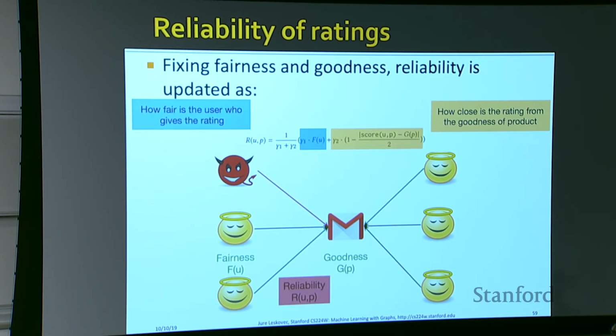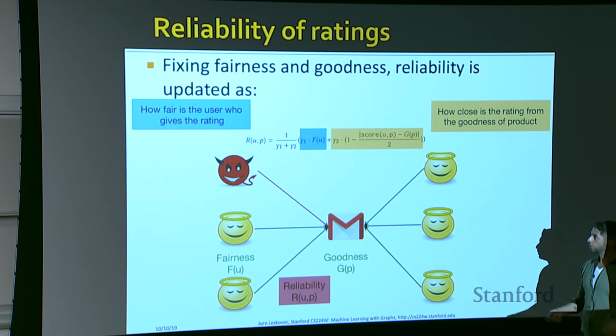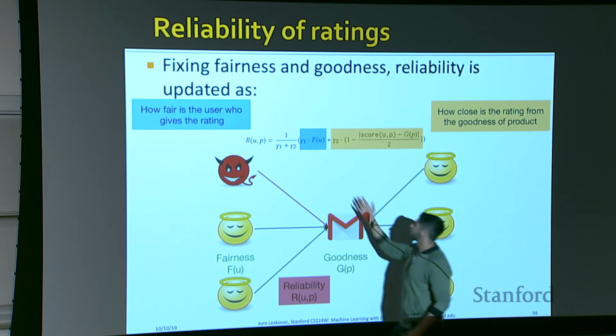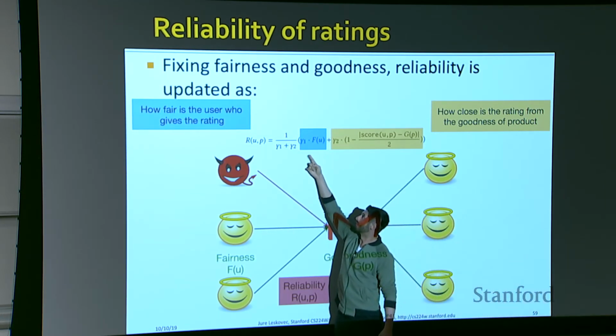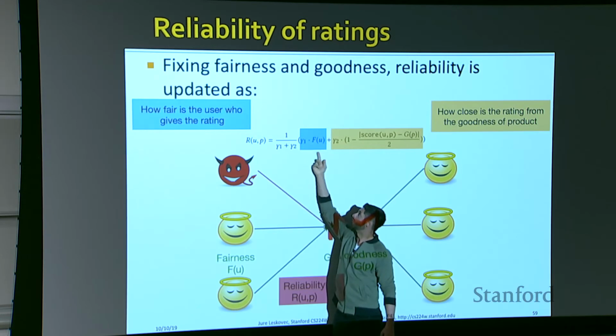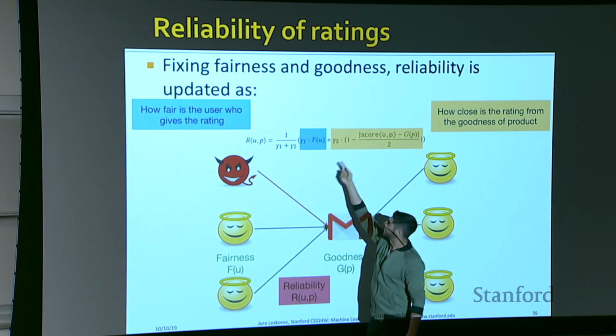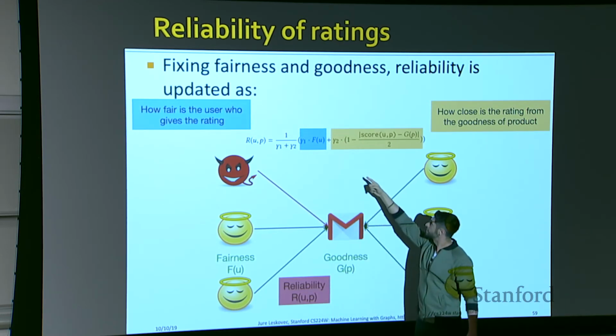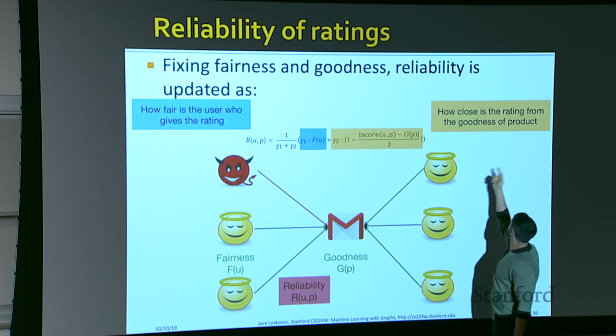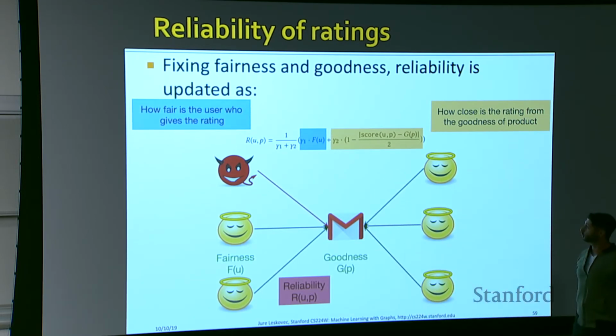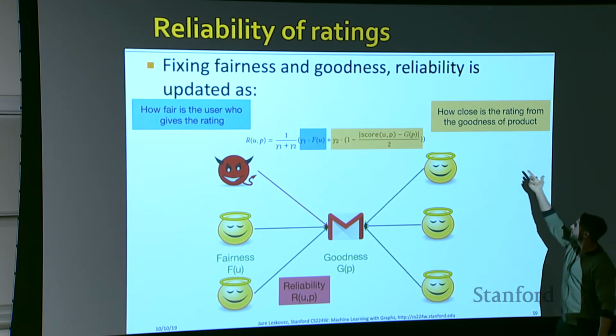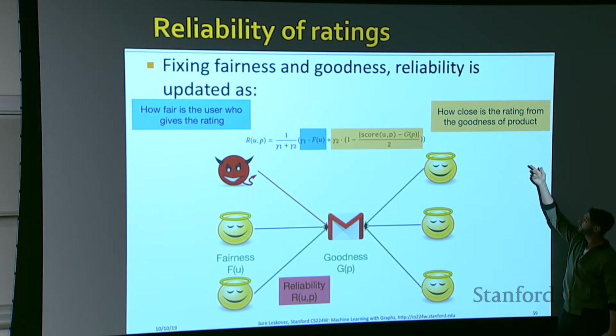So what we want to do here is, how fair is the user who gives the rating? And it comes from this side of the equation. So we have a weight, how much we care about that feature. So our gamma 1 times the fairness of the user plus gamma 2, another weight, times how close is the rating from the goodness of the product. So I'm coming to you right away. So what this part of the equation is capturing is how much your review is diverging from the common opinion of the quality of that app.